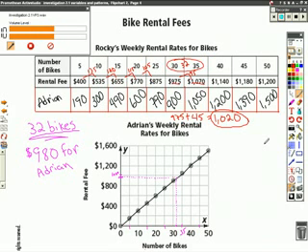In the next video, we're going to move on to part D, where we're looking for patterns in both the table and the graph.